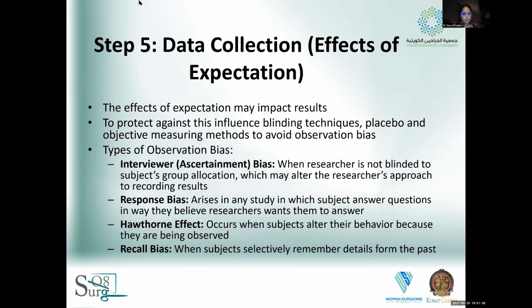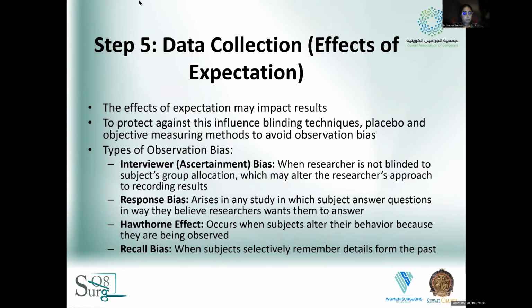So what is observation bias? Okay, so an example of this is interviewer bias. So when a researcher is not blinded to the group allocations, the research might be a little bit skewed in how they record the results. So if I know that this patient is in the treatment arm, I might be more generous with my scoring than if I thought they were placebo. So this is where blinding helps mitigate that.